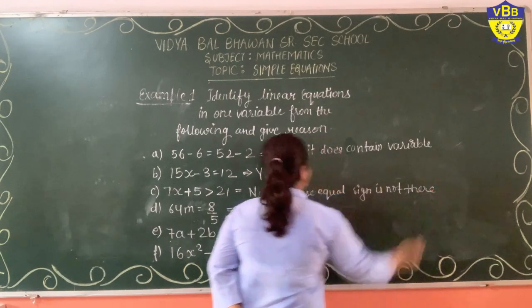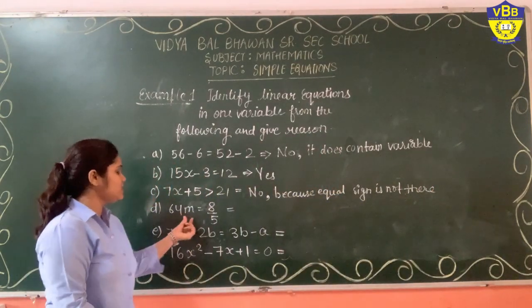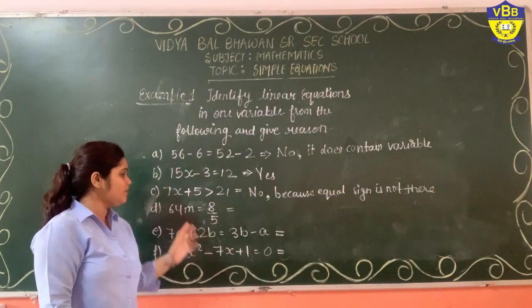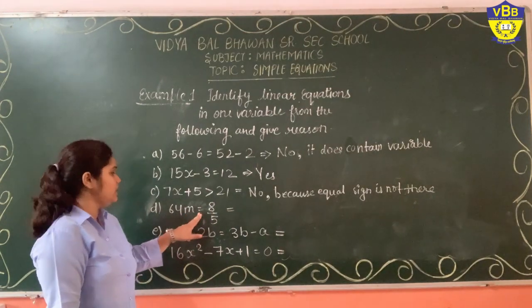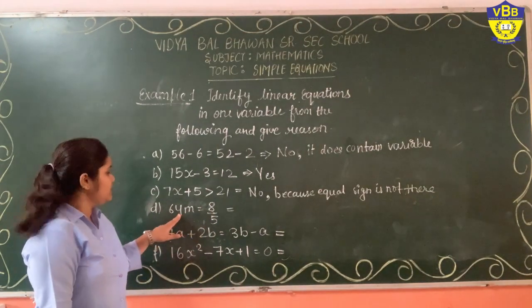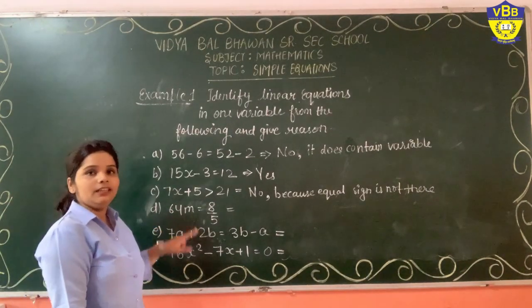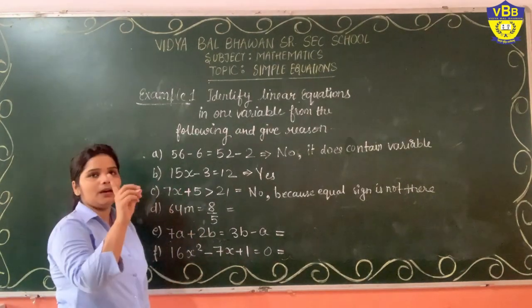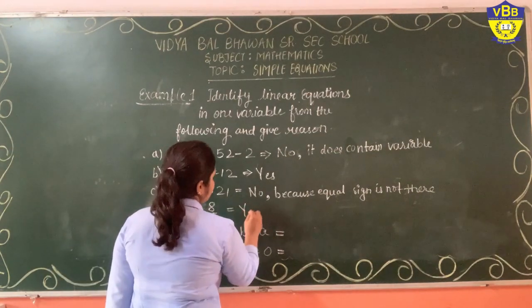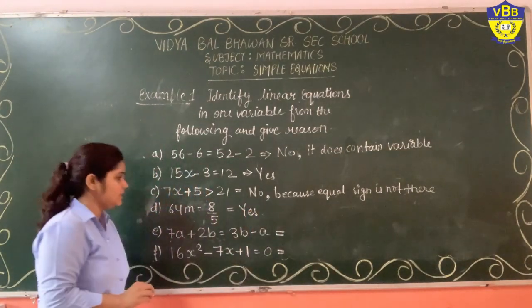After that, when you see this one, 64m equals 8 by 5. Equation? Yes, it is an equation with an equal sign. Is it one variable? Yes, it is one variable. Is it linear? Yes, it has only power one. So yes, it is a linear equation with one variable.